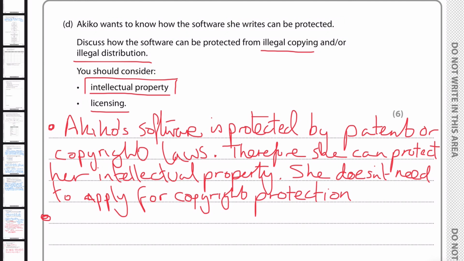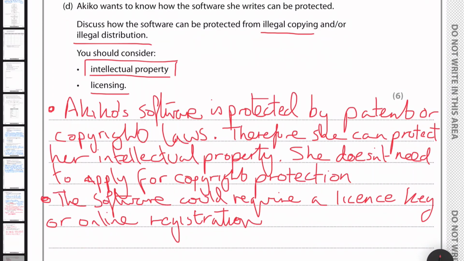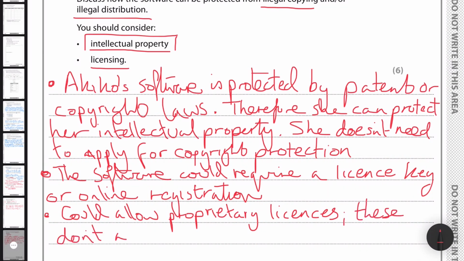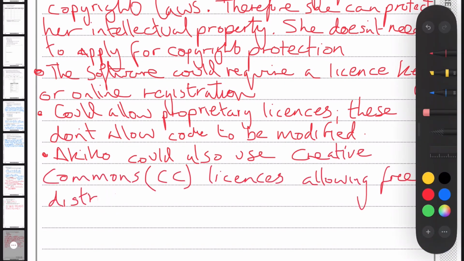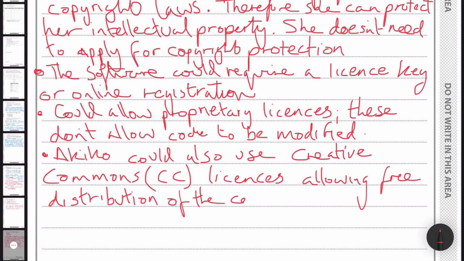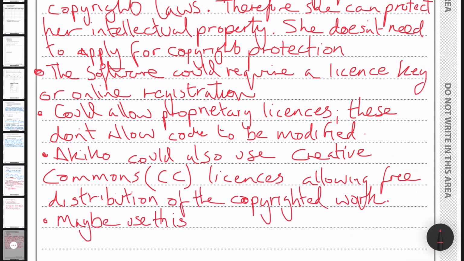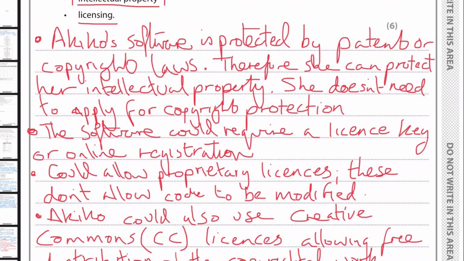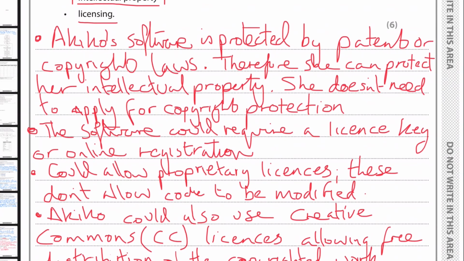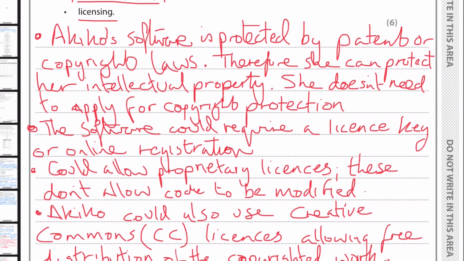We'll then move on to licensing. The software could require a license key or online registration. It could allow proprietary licenses. These don't allow code to be modified. Akiko could also use Creative Commons CC licenses, allowing free distribution of the copyrighted work. Maybe use this to allow people to share and add additional functionality, to amend, to move forward, to advance the code.